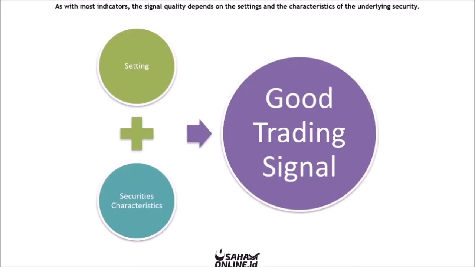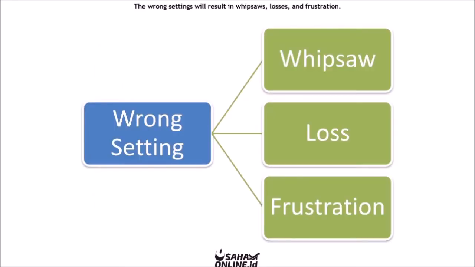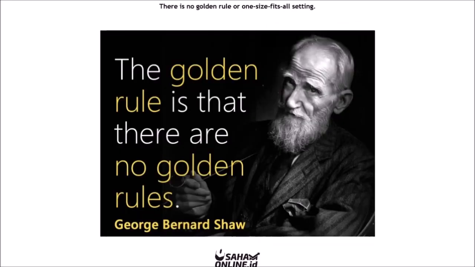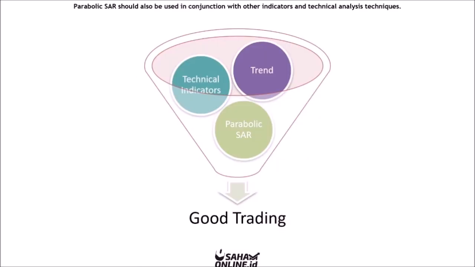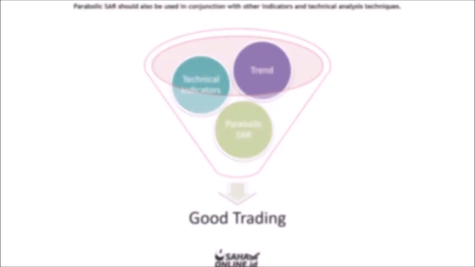As with most indicators, the signal quality depends on the settings and the characteristics of the underlying security. The right settings combined with decent trends can produce a great trading system. The wrong settings will result in whipsaws, losses, and frustration. There is no golden rule or one-size-fits-all setting. Each security should be evaluated based on its own characteristics. Parabolic SAR should also be used in conjunction with other indicators and technical analysis techniques.